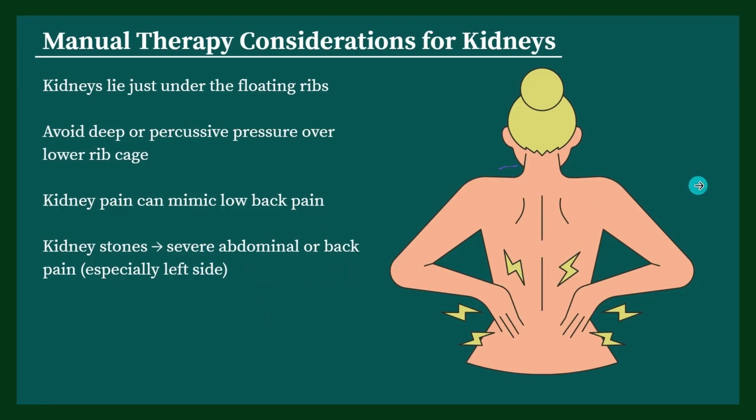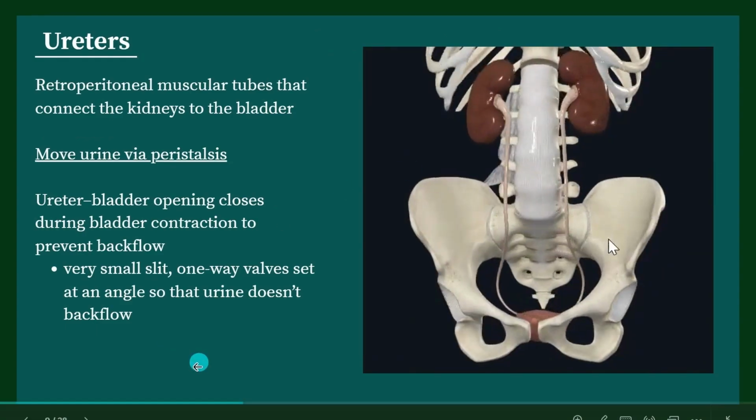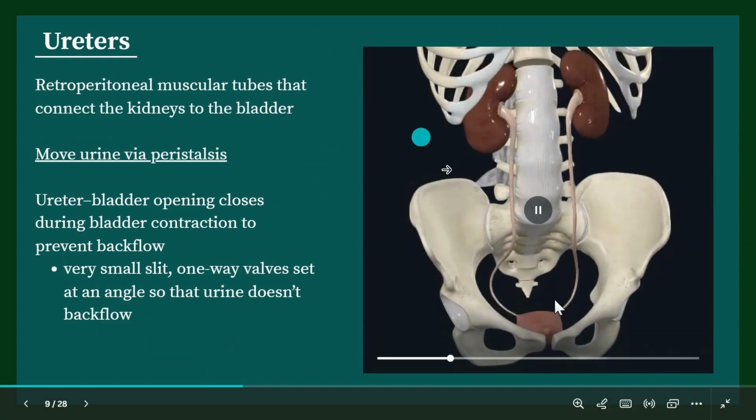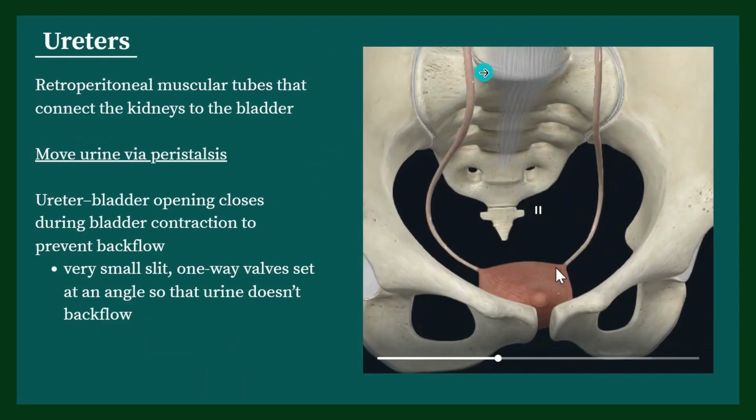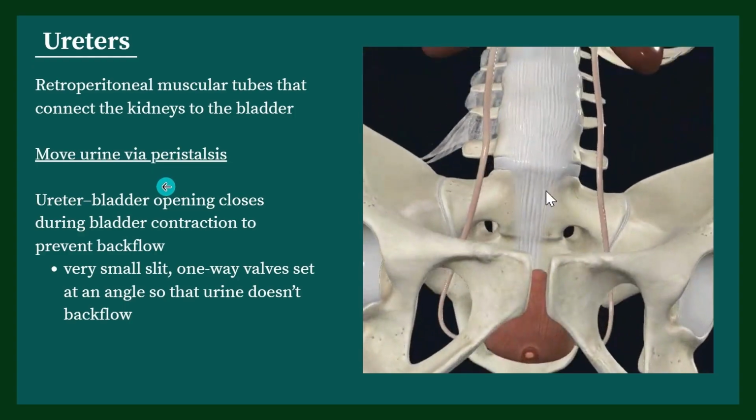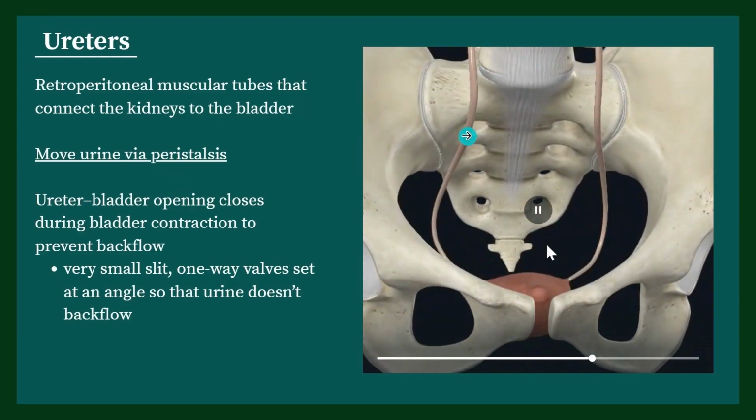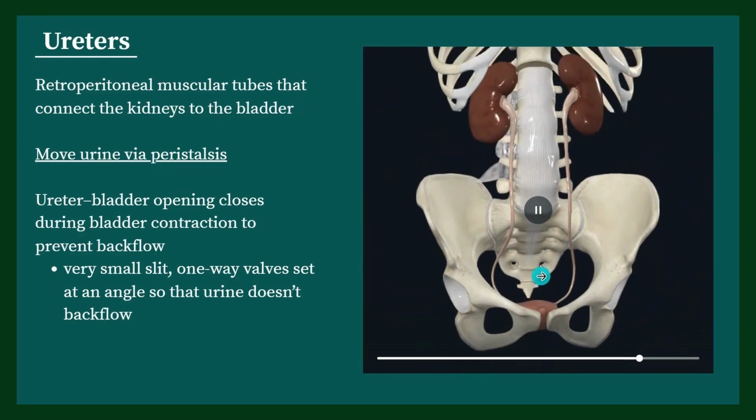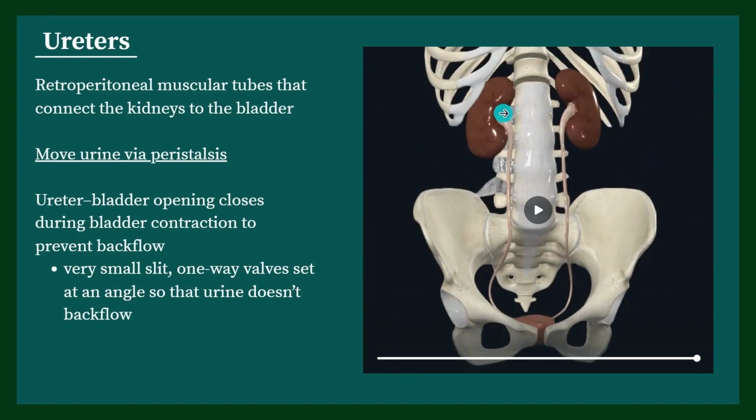So keep that in mind, that could be something that's going on with somebody. Ureters are the tubes that carry the urine from the kidneys down to the bladder for holding. They have smooth muscle, and so they move the urine through peristalsis. Remember, we talked about peristalsis? They are smooth muscle contractions that move fluid.